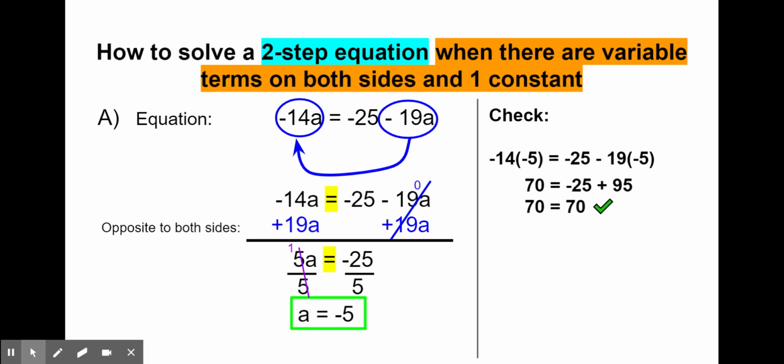And that's how we can solve a two-step equation when there are variable terms on both sides and there's only one constant.